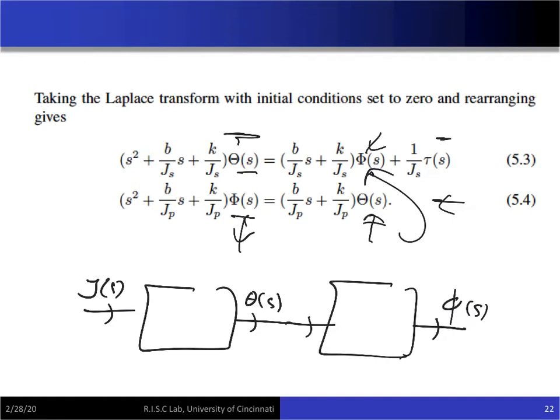So we learned two things here: that your higher order system can also be represented as a multiplication of two transfer functions, like two plants. Where the input to this system is tau s, the output is theta s, and then theta s is the input to this system. So this is G1 and this is G2, right? So there are two transfer functions. Overall, the transfer function between this and this is a multiplication of G1 and G2, okay? Questions here?